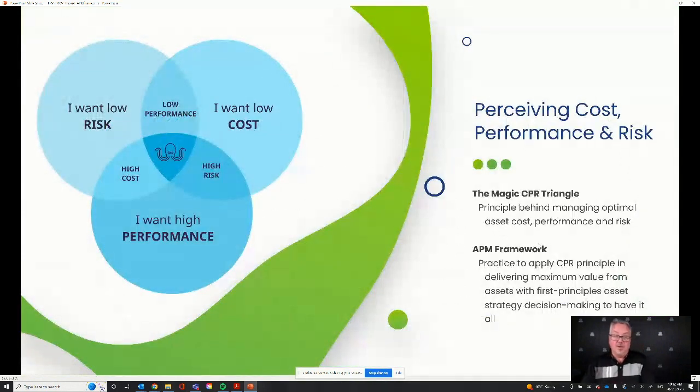All right. So cost, performance, and risk. And how do we perceive this? So look, I'm going to go through two principles very quickly. One I call the asset CPR triangle, and that's the principle behind managing that optimal asset cost, performance, and risk. And then we'll talk about the APM framework and how to create and maximize value delivery from that first principle, strategies, and decision making, so that we can have it all. I want low risk, I want low cost, and I want high performance. You can have it all.